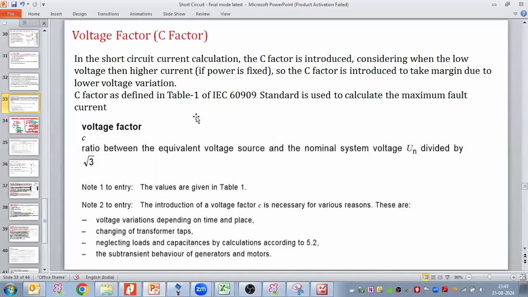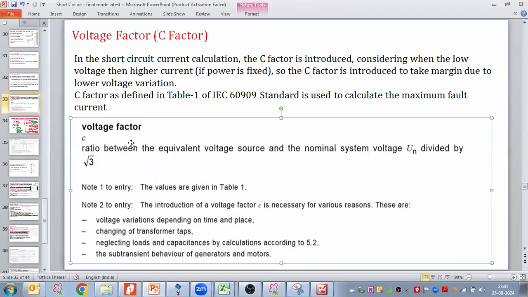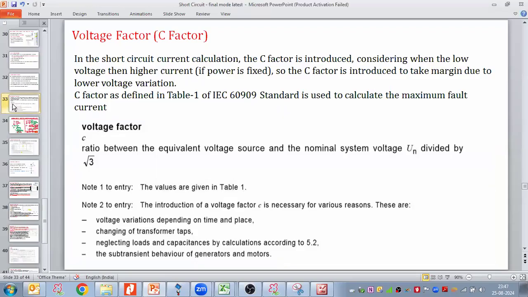C factor is given here. You can see I took this extract from the 60909. Why C factor? Voltage variations depending on the time and place, changing of the transformer taps, neglecting loads and capacitance in calculating quantities, and the sub-transient behavior of the generators and motors. So to take the margin of all this, we are taking the C factor in the calculations.